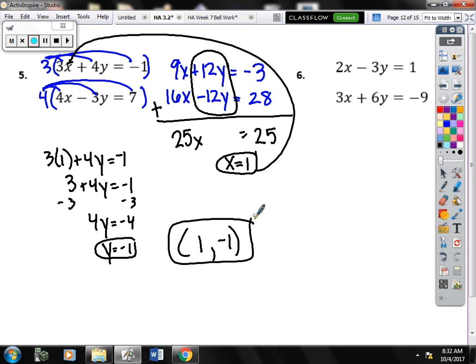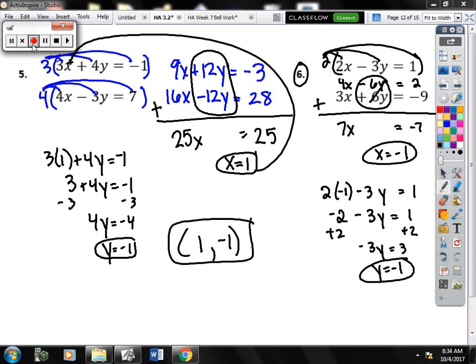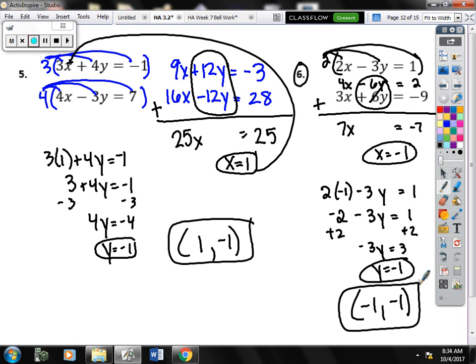See if you guys can try 6, and then also see if you could set up a system of equations for the word problem, if you finish that. For number 6, we should be getting negative 1, negative 1.